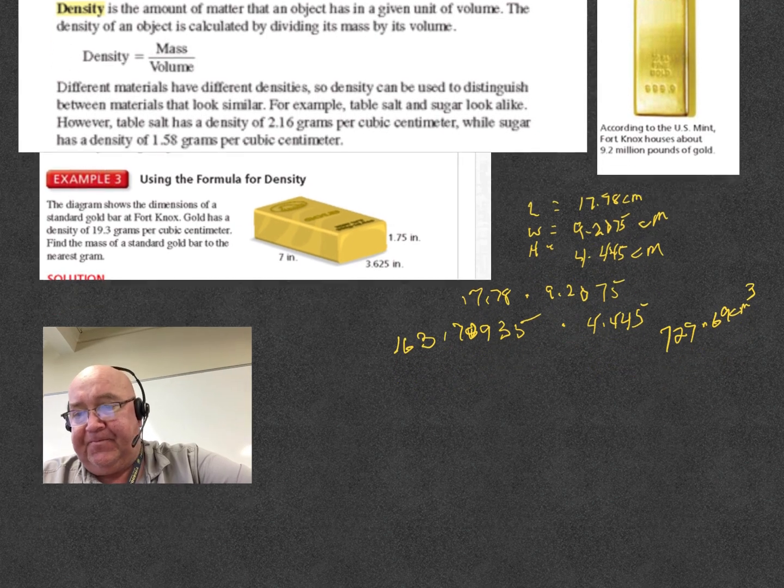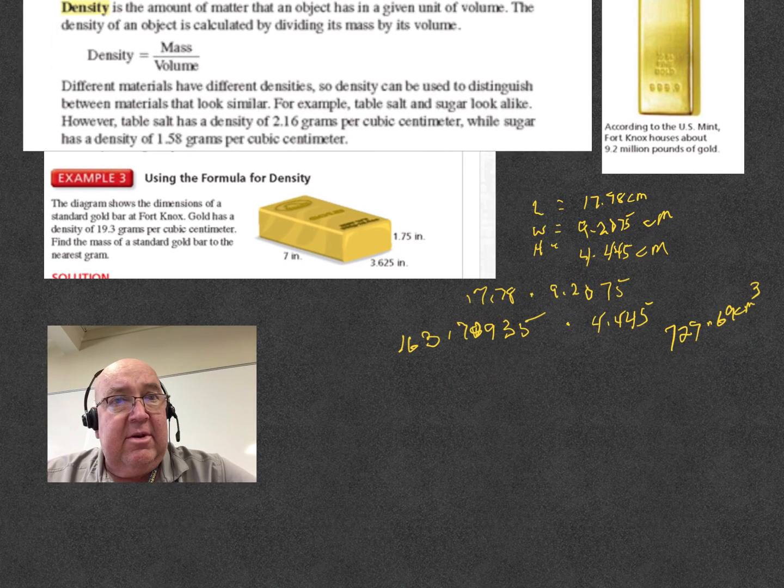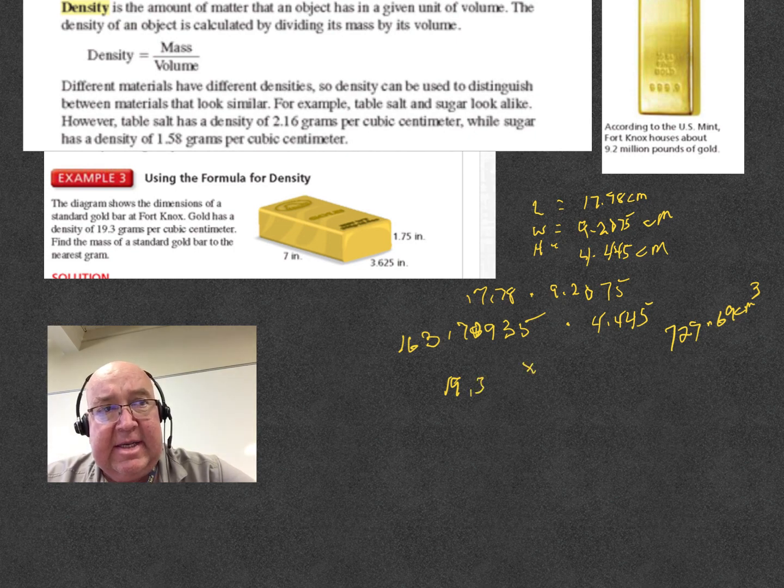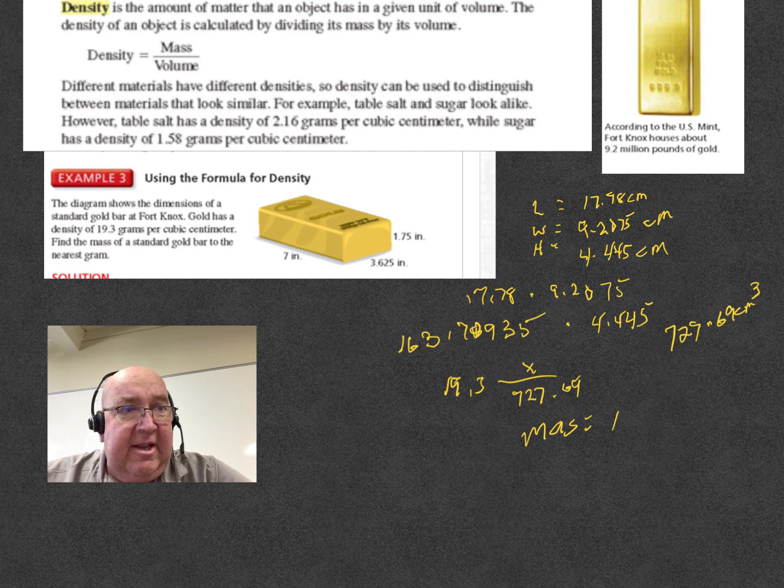Finally, our density is equal to our mass, which we're going to call X, over 727.69, and our mass then is going to be equal to 14,044 grams.